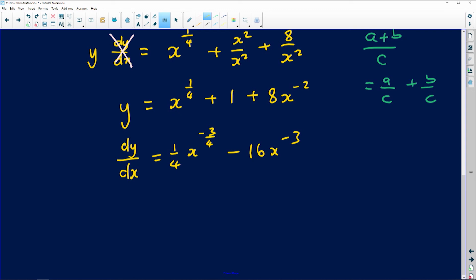Now, you can leave it here if nobody says anything to you and run away after it. Or if they force you to write it with positive exponents, you just need to take back those x's underground. So it's going to be 1 over 4x to the power of positive 3 quarters minus 16 over x to the power of positive 3. You don't have to do that if no one asks you, but it's good practice to do this all the time because it helps you in terms of practicing, because then in future, if anybody forces you to do that, you'll be up and running and you won't have any problems finding the solutions.